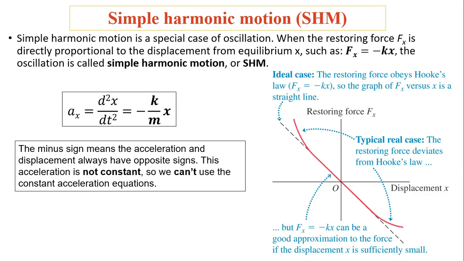Here is the diagram of Fx versus x. In the ideal case, the restoring force obeys Hooke's law, Fx equals negative kx, so the graph of Fx versus x is a straight line. But in a typical real case, the restoring force deviates from Hooke's law. But Fx equals negative kx can be a good approximation to the force if the displacement x is sufficiently small.